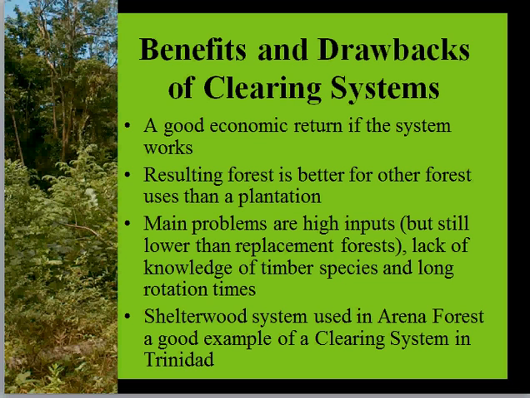So the shelterwood system in the Arena forest in Trinidad evolved from what was originally planned to be a replacement system, but the costs of maintaining a replacement system were found to be too high for the Arena forest, and so a clearing system was developed where large numbers of the native species were left behind to maintain a closed canopy after the first harvest, and then natural regeneration was monitored and if necessary supplemented with seedlings of commercial timber species. And once they had established and grown tall enough, the cover of the native species was removed and allowed these timber species, these seedlings, to grow up.